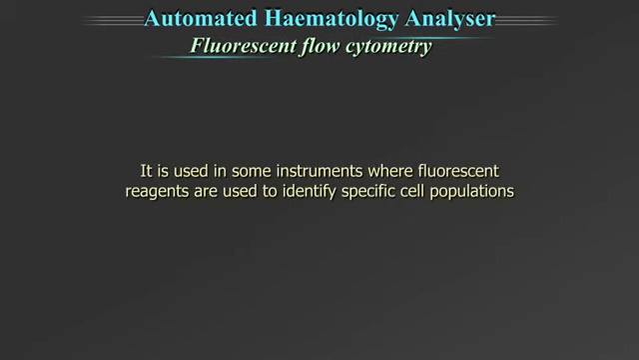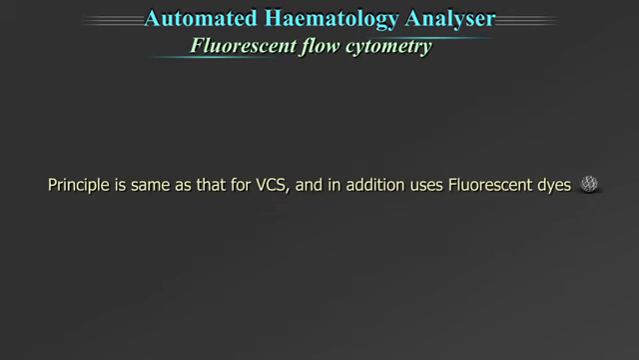ghost areas. Fluorescent flow cytometry is used in some instruments where fluorescent reagents are used to identify specific cell populations. The principle is same as that for volume conductivity scatter, and in addition it uses fluorescent dyes to reveal the nucleus plasma ratio of each stained cell. The added advantage is the analysis of platelets, nucleated RBCs and reticulocytes.